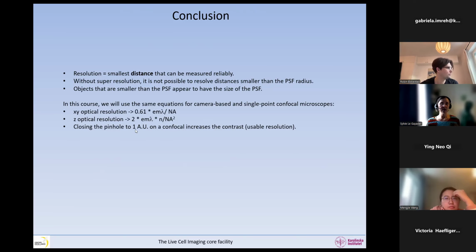But I want to remind you that when you close the pinhole to 1 Airy unit on a confocal, you do not increase the resolution. What you're increasing is the contrast. Things are different when we have a pinhole smaller than 1 Airy unit. But for up to 1 Airy unit, you do not increase the resolution.